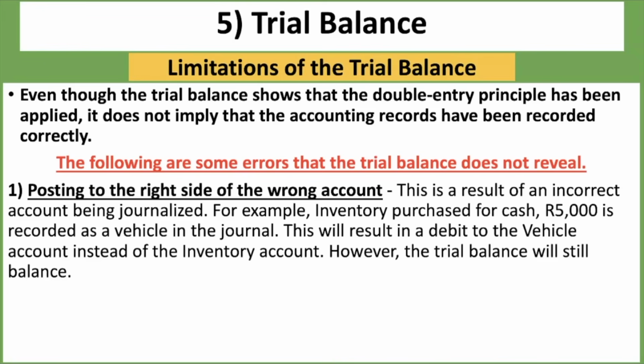However, the trial balance will still balance because you will correctly record the bank as a credit, but the debit, instead of putting it as inventory, you record it as a vehicle. And remember, vehicle is also debited. So your trial balance will still balance because you exchange one account which was a debit account with another one which was a debit account because they are both assets. So that is one of the limitations of the trial balance. When you post to the right side of the wrong account, the trial balance won't show that error.